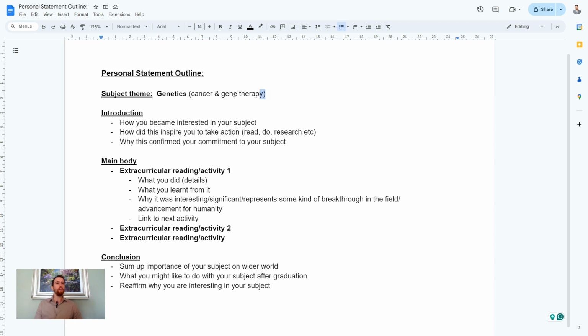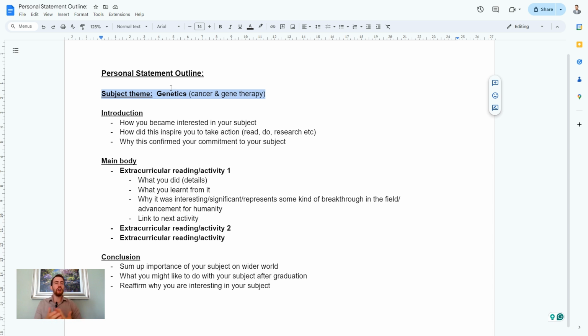So you kind of want to try and identify a theme within your subject. So as we know, Oxford and Cambridge degrees are notoriously broad, history, chemistry, physics, these subjects encapsulate a wide range of things. So you can't talk about everything. So it's good to talk about multiple interests within an overarching theme. So in this case, that could be genetics, and you maybe want to mention cancer and gene therapies. Okay. And so that theme should run throughout your outline.